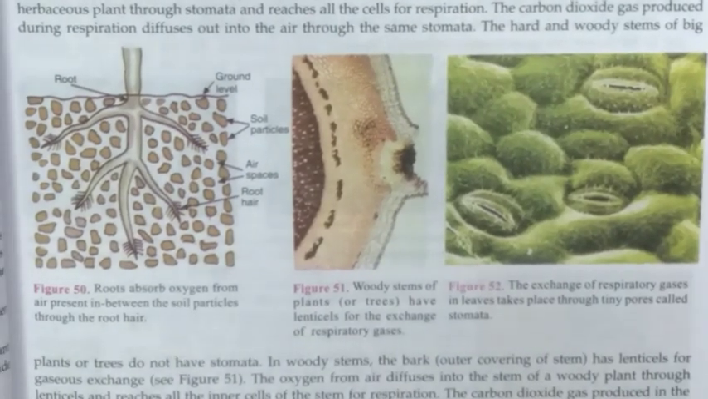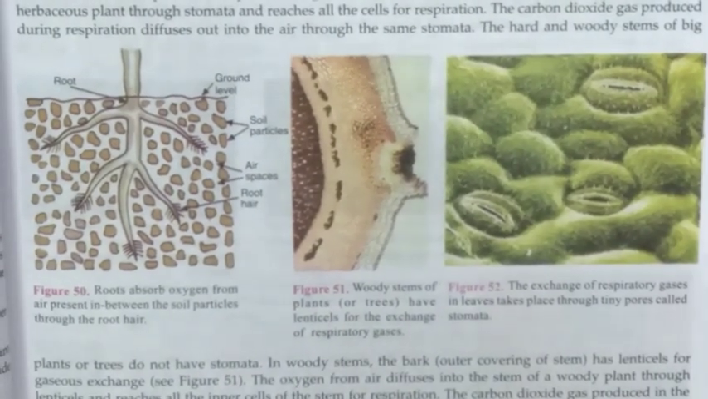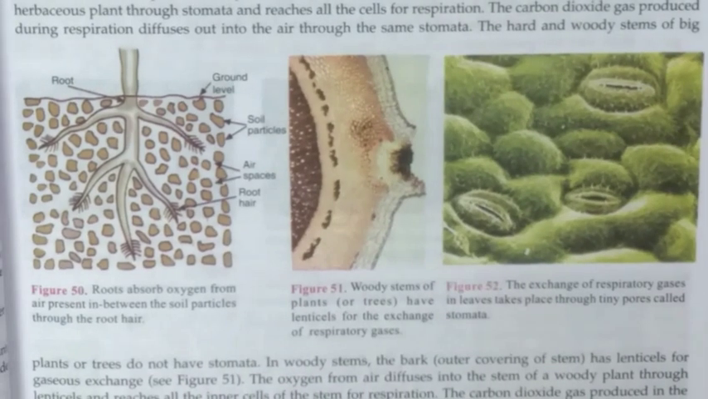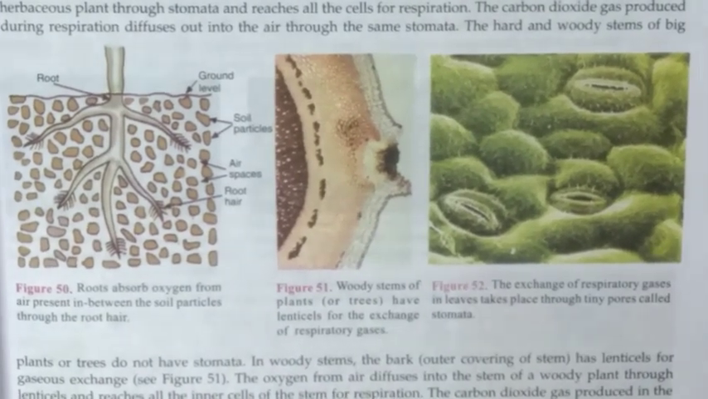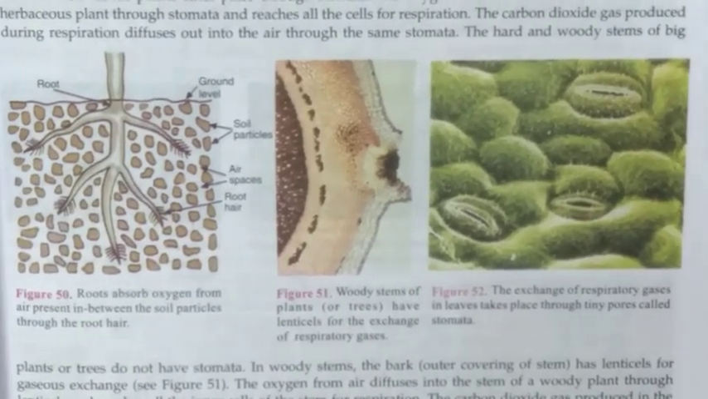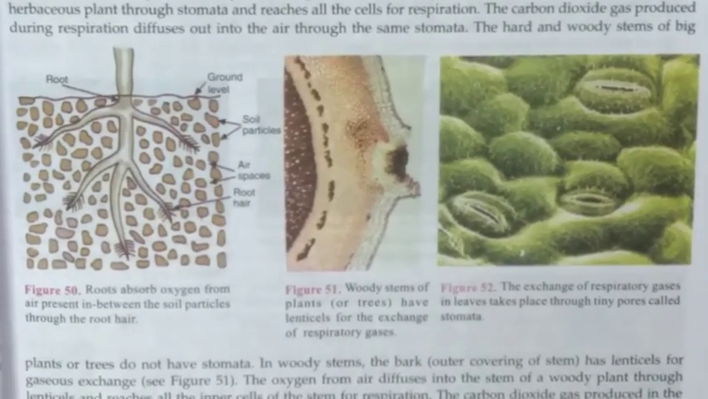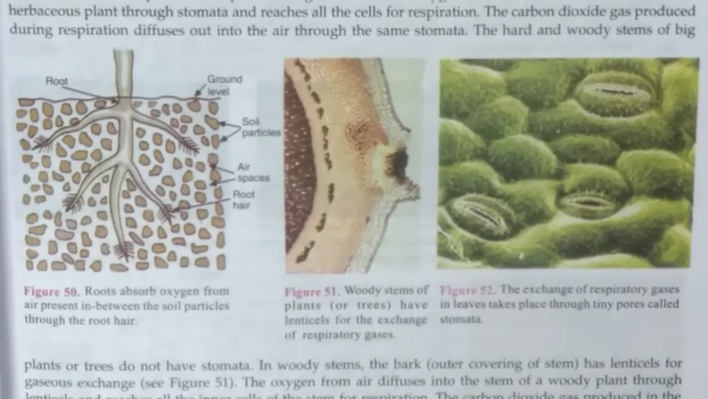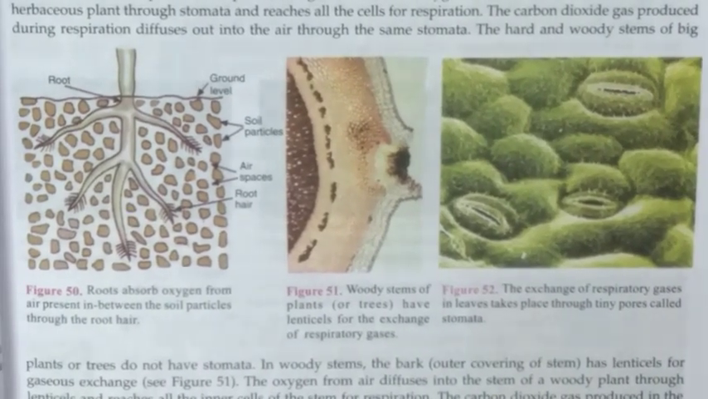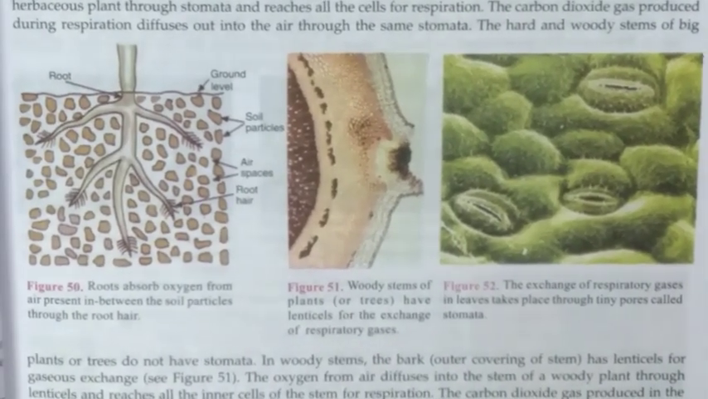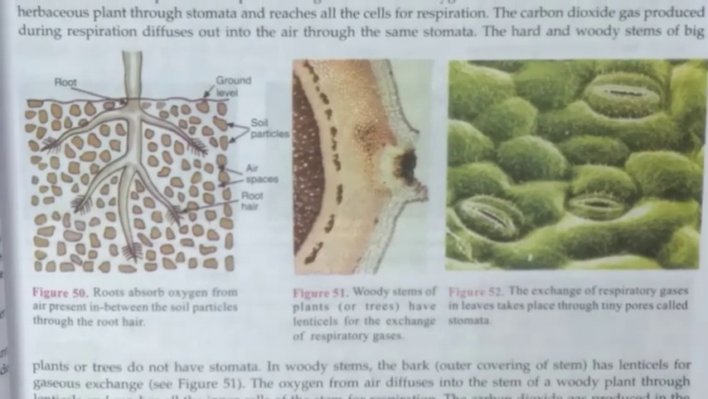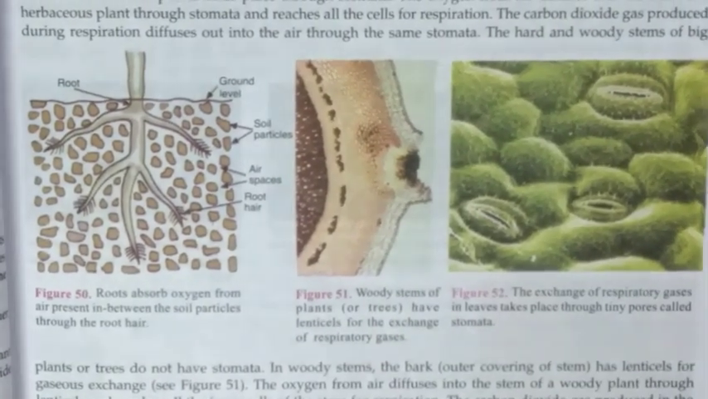The roots of the plant take the oxygen required for respiration from the air present between the particles of the soil by the process of diffusion, right? The oxygen from the air present between the soil particles diffuses into the root hair and thus reaches the cell for respiration.